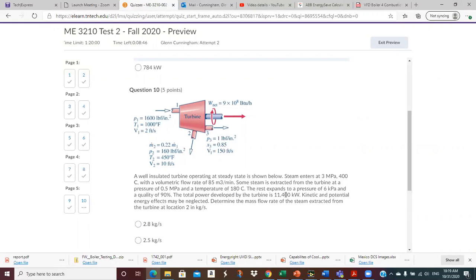Total power developed by the turbine is 11,400 kW. Kinetic and potential energy effects are negligible. Determine the mass flow rate of steam extracted from the turbine at location 2 in terms of kilograms per second. Okay, so let's take a look at the solution.